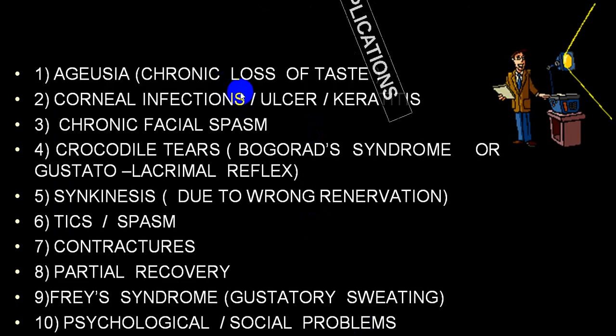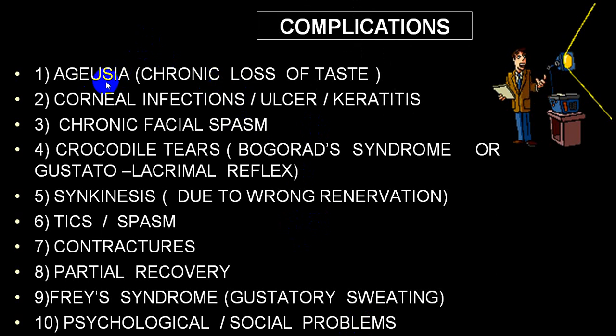Complications: very commonly you will come across loss of taste sensation, ageusia, corneal infection, corneal ulcer, keratitis, etc., because the eye cannot be closed. So you will have to protect the eye, that is the cornea and sclera, you have to close. Occasionally a person gets facial spasm because of abnormal innervation of the lacrimal gland. You can have crocodile tears, also called Bogorad syndrome, or lacrimal reflex. Whenever the person tries to chew or eat, the person will have tears. That is called crocodile tears or Bogorad syndrome, or it is even seen with smiling.